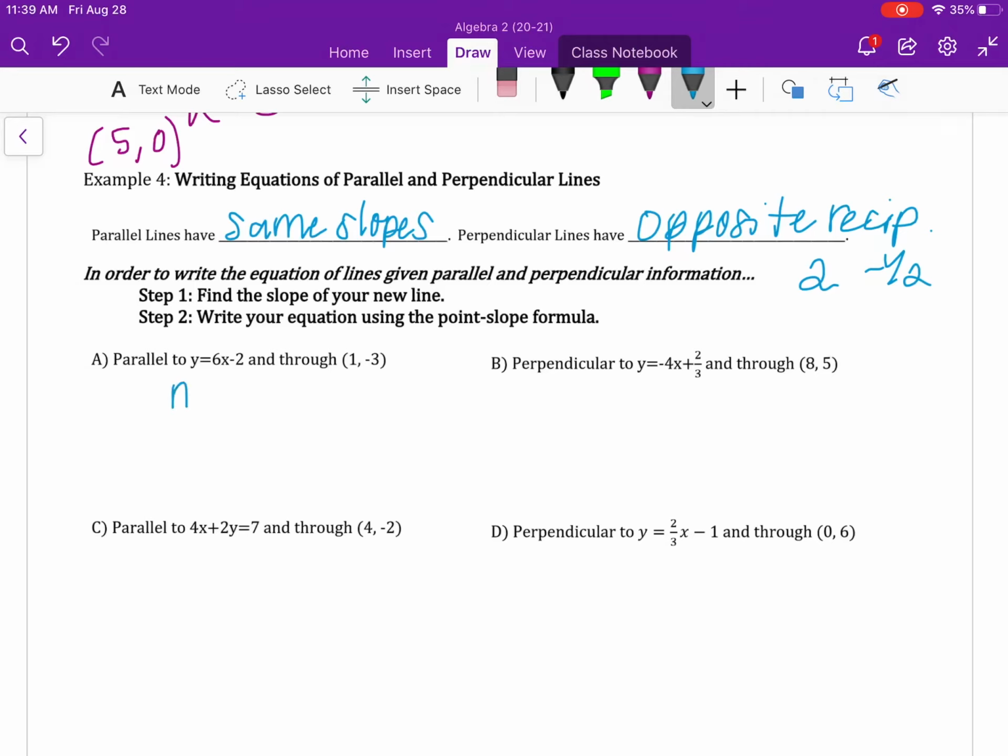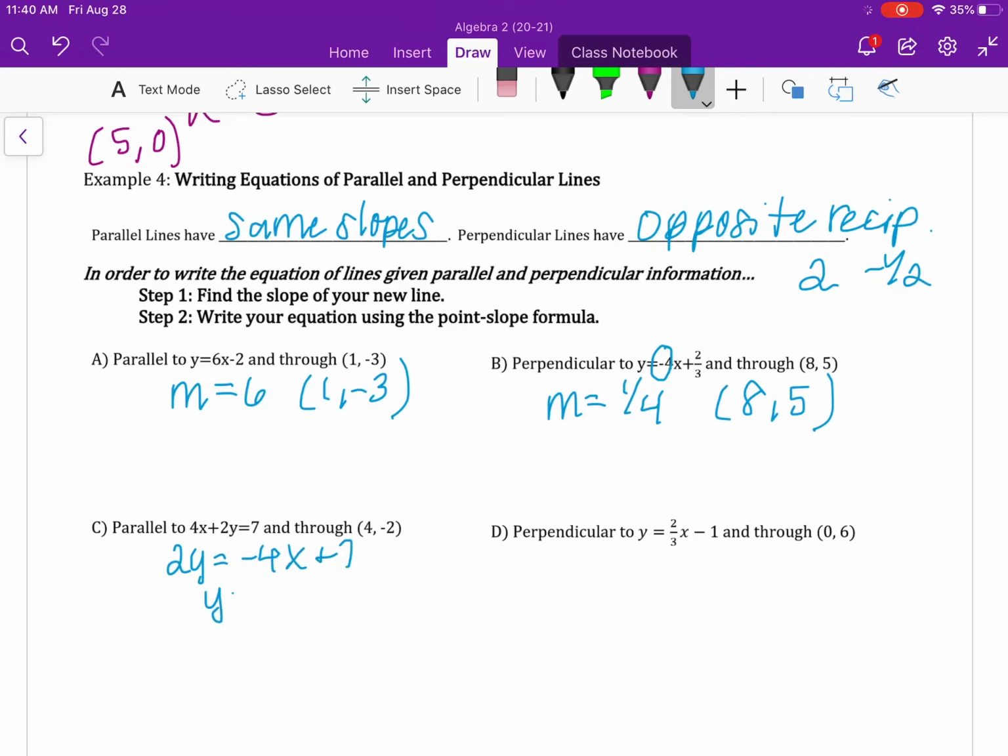So for example, if we want a line to be parallel to y equals 6x minus 2, that means the slope is going to have to be 6. And it's going through the point (1, -3). And we will use point-slope form to get that. Same with this one, perpendicular. Well, if the slope here is negative 4, then the slope of our line will be positive 1/4 and through the point (8, 5).